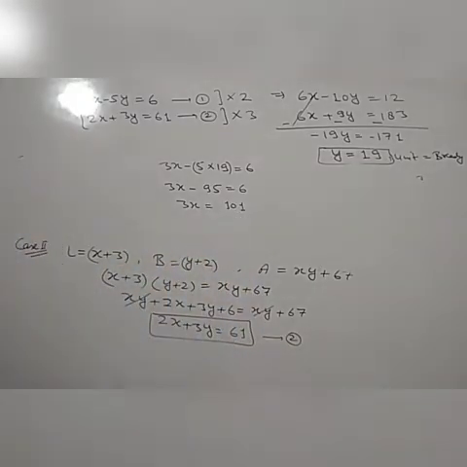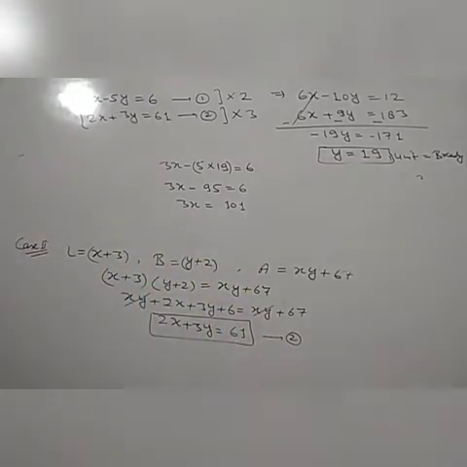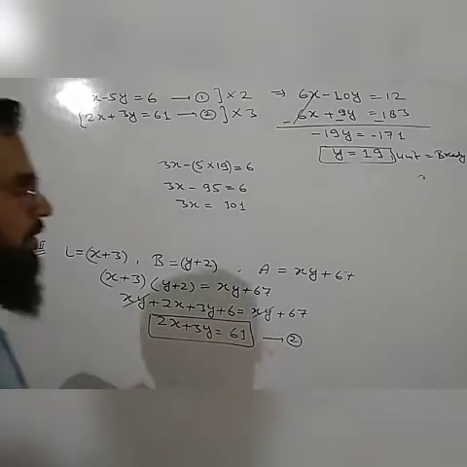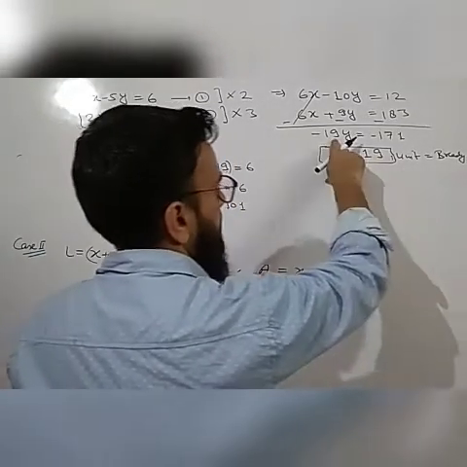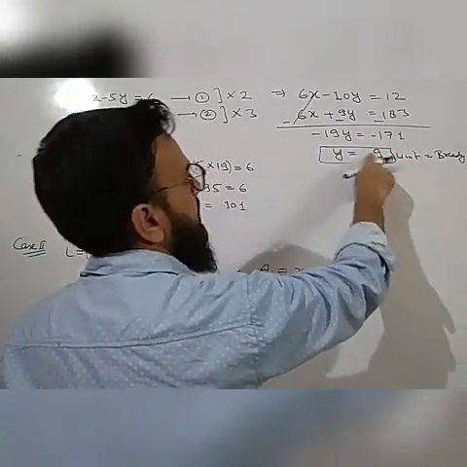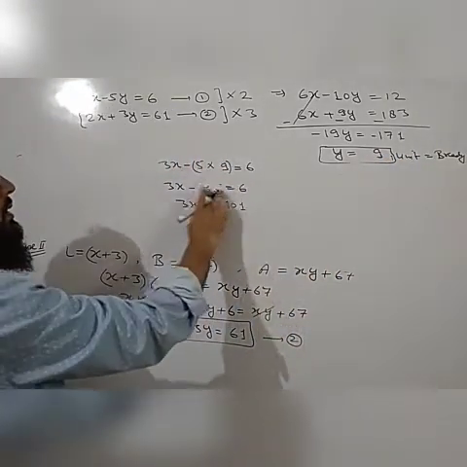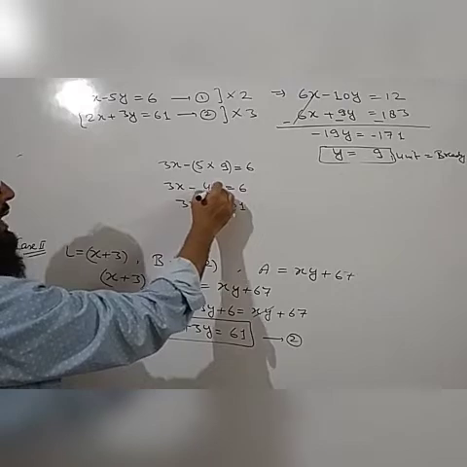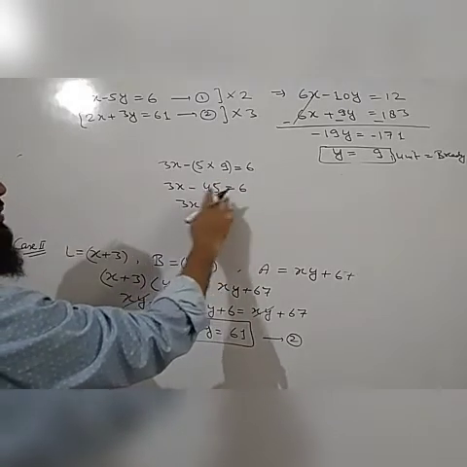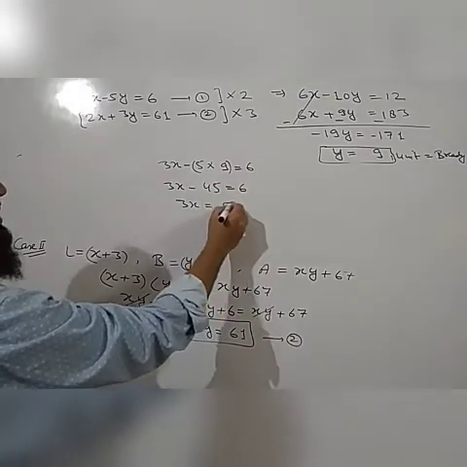What will be its value? Just calculate it, there is a small mistake in the calculation. It is 19 nines are 171. So the value of width will be 9. So we will put the value 9 here. We will get 9 fives are 45. Now it will be 45 plus 6, that will be 51.